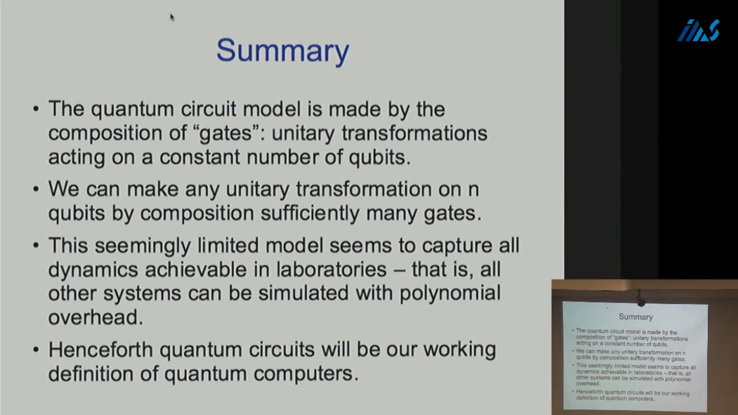But this seemingly very limited model seems to capture the dynamics achievable in laboratories, the time evolutions of spins, the quantum chemistry type problems, essentially any problem you can think of. So far, it seems to be decomposable as polynomial compositions of these elementary gates on qubits. And so for the rest of my lectures, I'll just use the quantum circuit model as our definition of what a quantum computer is and how to measure the runtime of quantum algorithms.